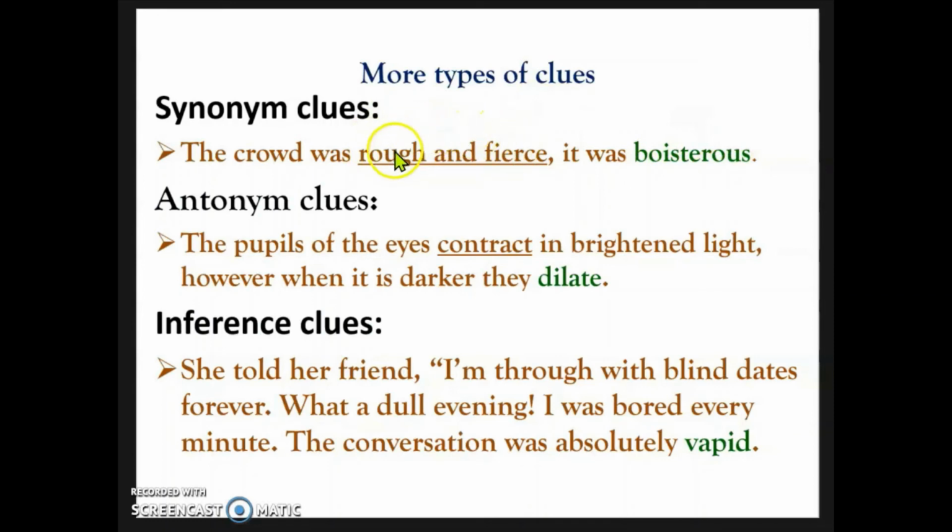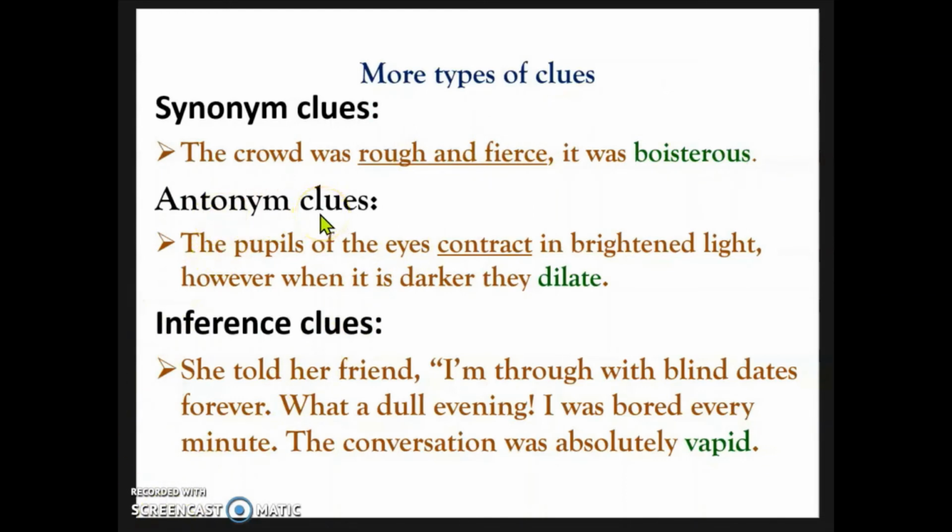Boisterous is the unknown word in this context. Rough and fierce are synonyms of the word boisterous. These words carry similar meaning or idea. The crowd was rough and fierce. It was boisterous. These words help to paint the picture of the crowd being uncontrollable. And so we get the idea that boisterous may mean uncontrollable, rough, and fierce.